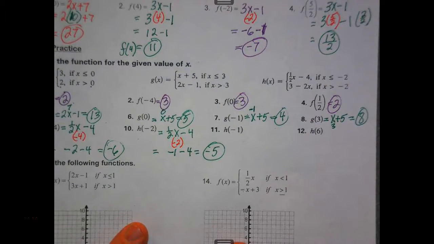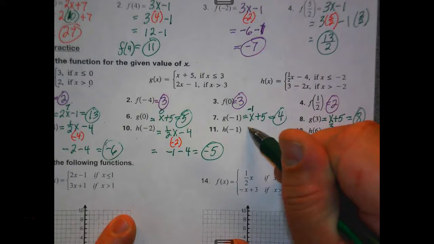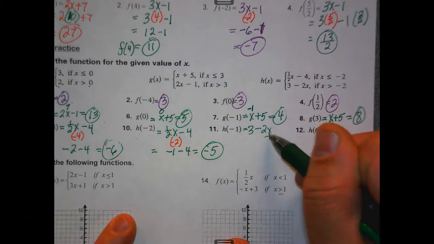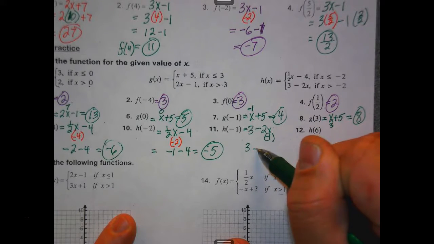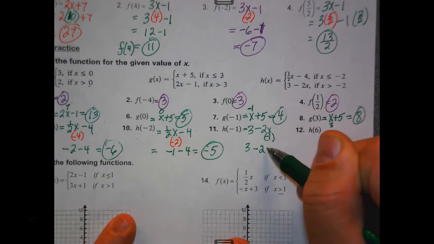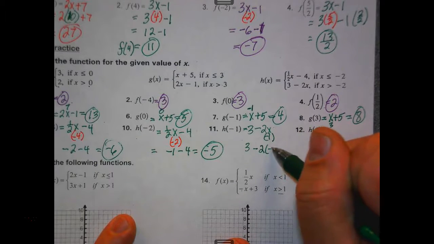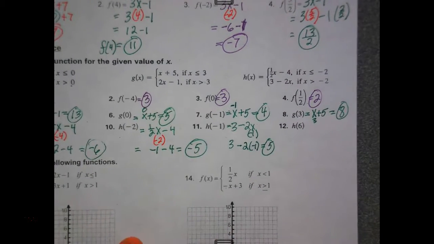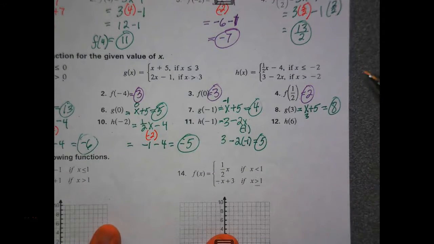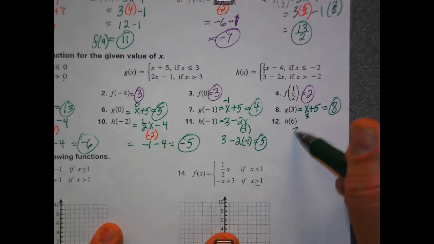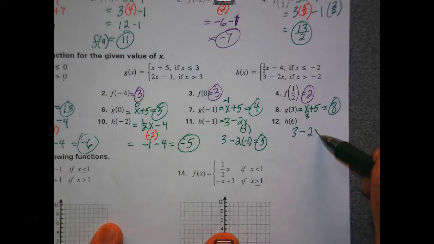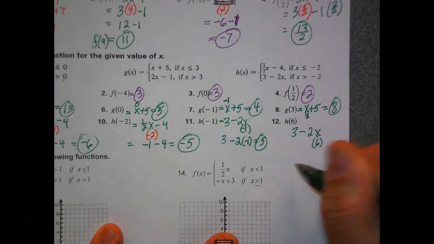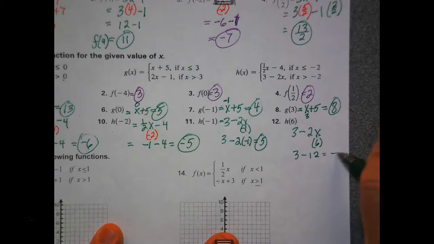H of negative 1. Plug in negative 1 for x. So 3 minus 2 times negative 1. So it'd be plus 2, which gives me... And then h of 6, which one do I use? Plug in 6 for x, which is easy.